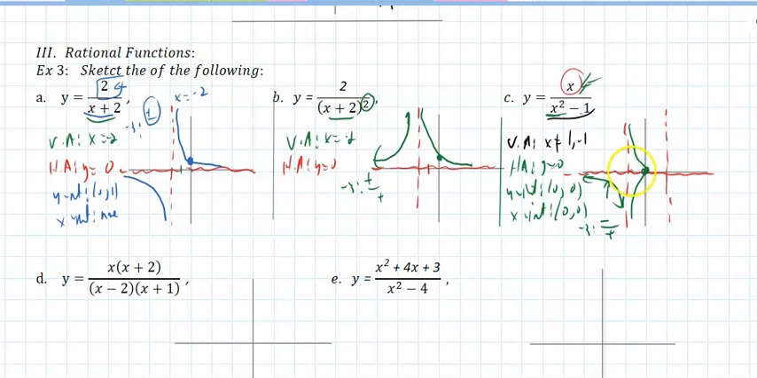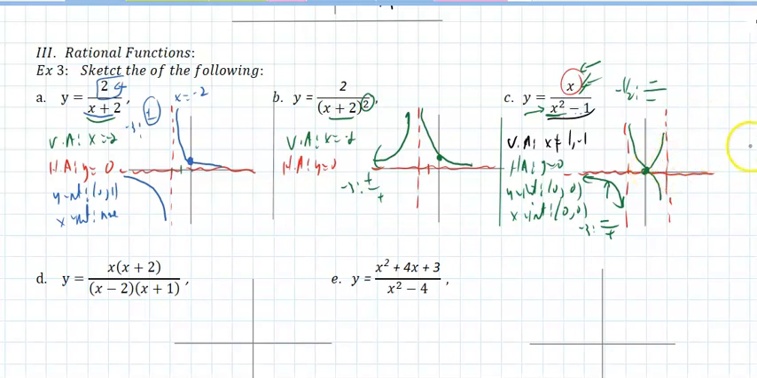I'll pick a point between 0 and negative 1. Let's say negative 1/2. Negative 1/2 is negative. Negative 1/2 squared is 1/4. Minus 1 is negative. Negative divided by a negative is a positive. So it has to be that top portion. The right side either looks like this or like this.